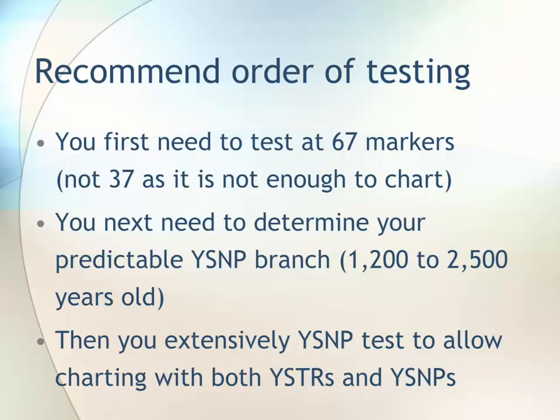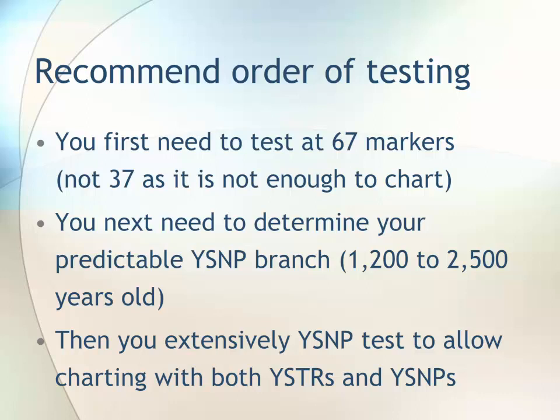There is a definite order to testing that you should conduct. First of all, the first test you should take is a 67 marker test. I do not recommend the 37 marker, even though it does have its usage, because you can't chart. And we all, as genealogists, want to be able to chart our connections. 37 is not enough resolution to do that.